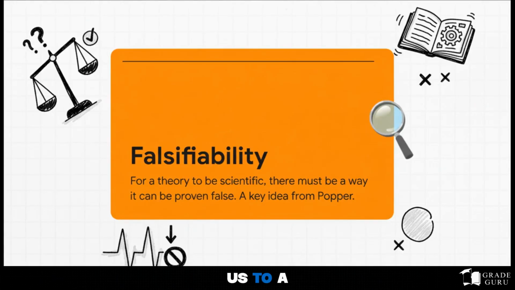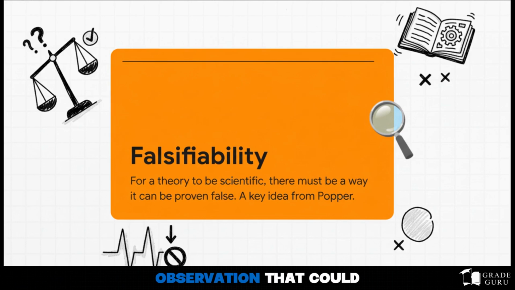And this brings us to a concept that is so important for your exam, falsifiability. Karl Popper was the big name behind this, and his idea literally changed the game. He said that what makes a theory scientific isn't just that you can prove it right, it's that you can potentially prove it wrong. A good scientific theory has to stick its neck out and make a risky prediction.